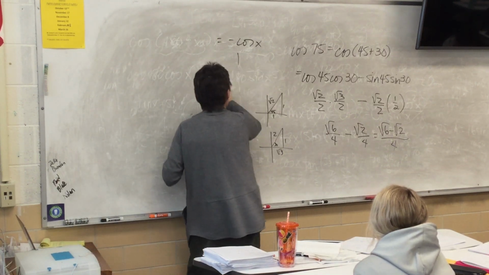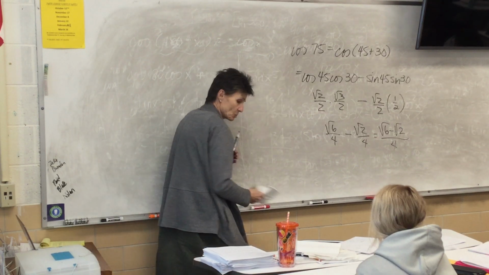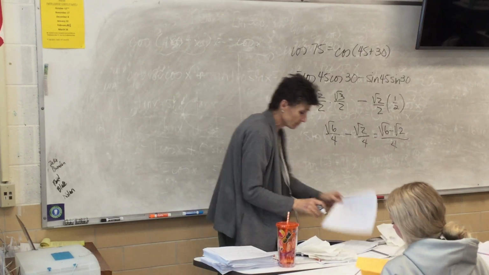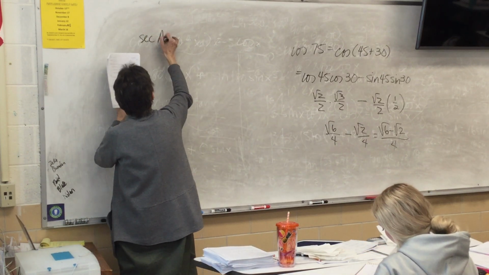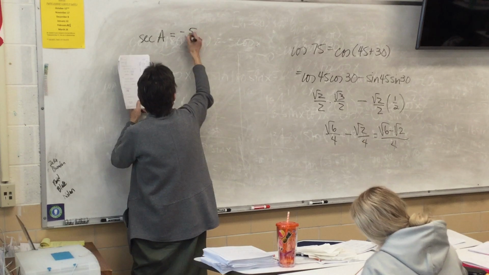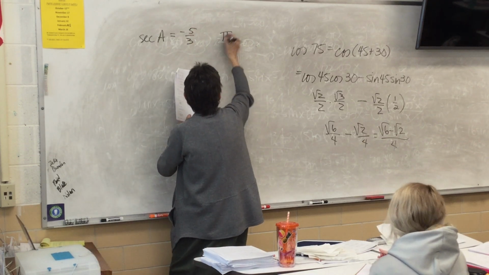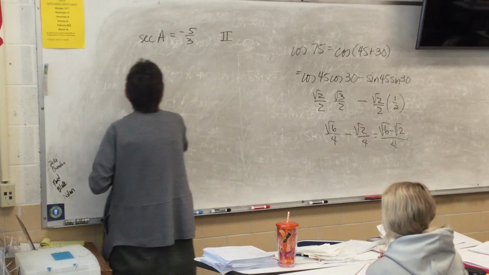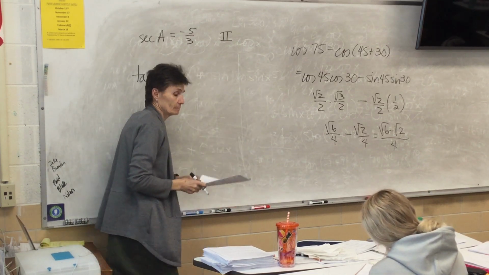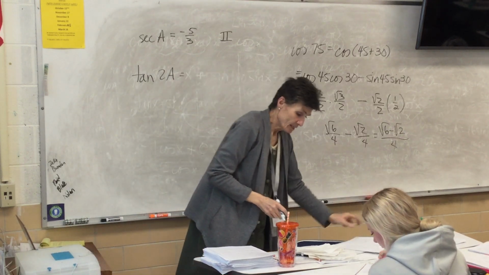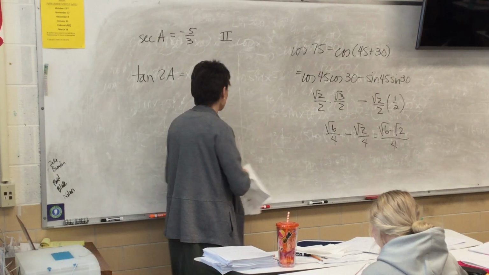All right, and then the last one, we'll go back and pick up some others if you want, but this last one we need to do, it says the secant is -5/3, and it's in quadrant 2. And we're gonna find the tangent of 2A. Now, I don't know what A is. All I know is that it's in quadrant 2.